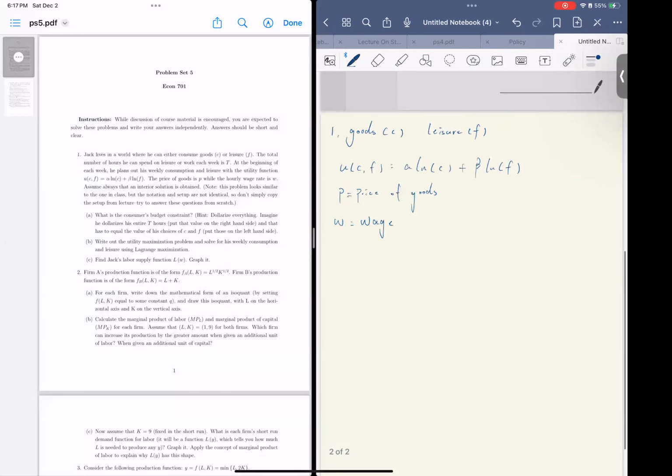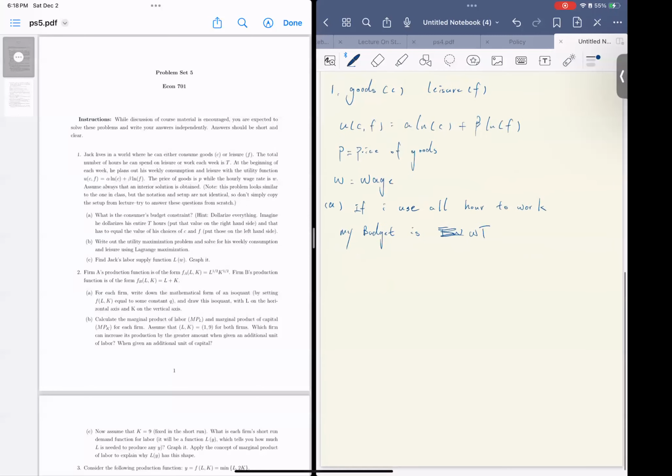So for this question, A, what is the consumer's budget constraint? His entire week's budget is T hours. If I use all hours to work, my budget is T times W. So W T. So wage times T, right?